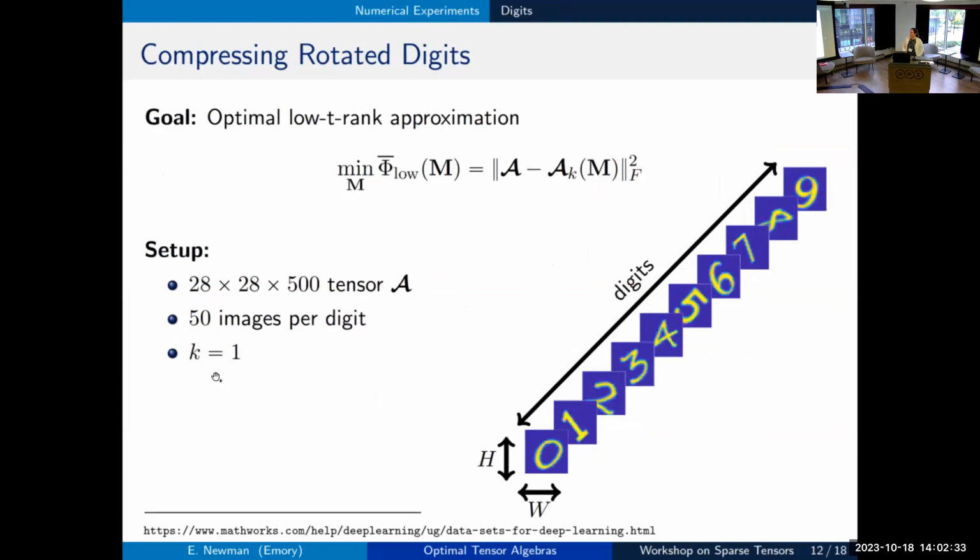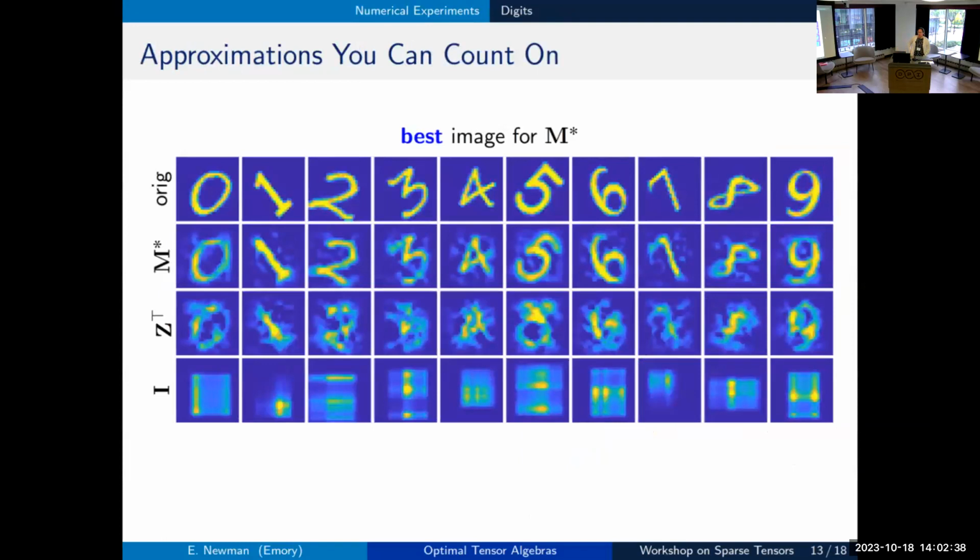Okay. So the top row is the original. The next row is our learned approximation. The third row is a different data-dependent approach. And the bottom row is the identity. Which one looks best? Ours looks best, or I couldn't put a slide together, right? So ours looks quite nice.